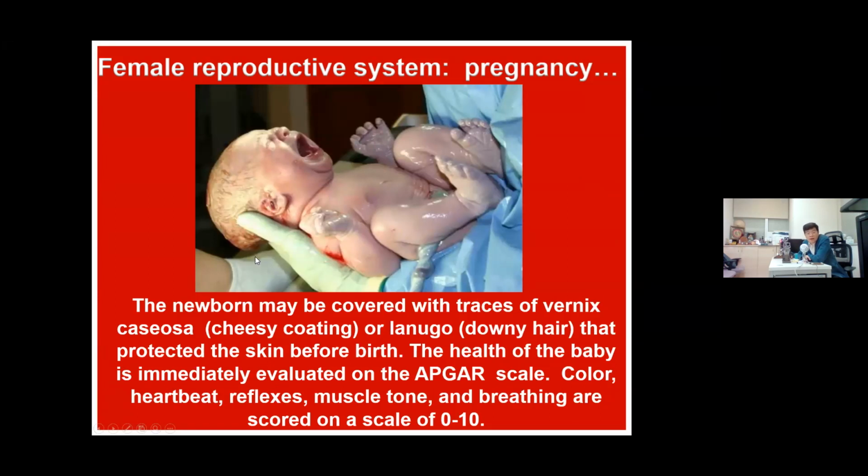Then we have a new generation. The baby will be evaluated by the so-called APGAR score from 1 to 10. 10 is perfect. The color and the heartbeat are okay, good reflex, good muscle tone, good breathing. Then 100% is a 10 score.